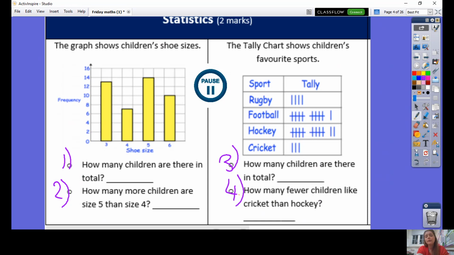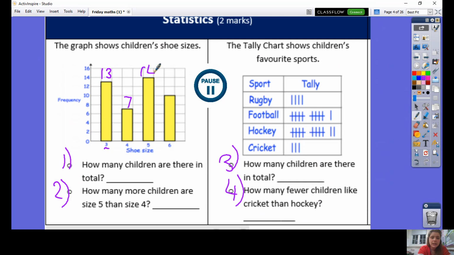All right, if you haven't yet answered all 4 questions, please make sure you pause the video because I'm going to go through the answers. How many children are there in total? In order to answer this question, I need to add up all of the children in each bar. Children who had shoe size 3 is in between 12 and 14, so that's 13. Children who had shoe size 4 is in between 6 and 8, so that's 7.